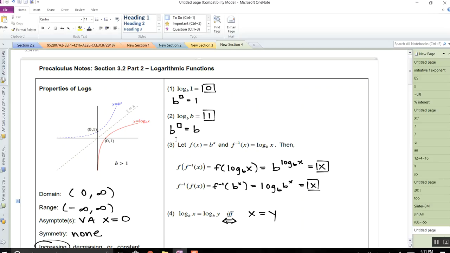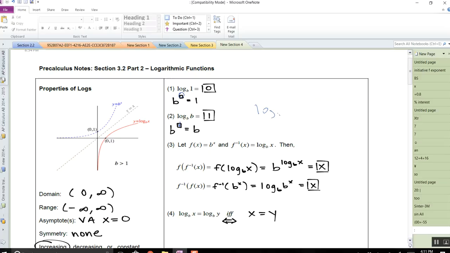So if we take a look at log base b of 1, that's going to equal 0, because b to the 0 always equals 1. And log base b of b is 1. Whenever the base and whatever you're logging are the same, that's always going to be 1. So for example, log base 5 of 5 equals 1, because 5 equals 5 to the 1 power.